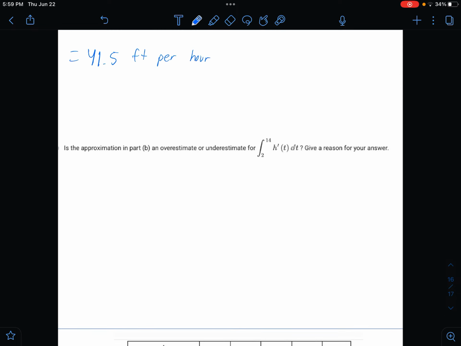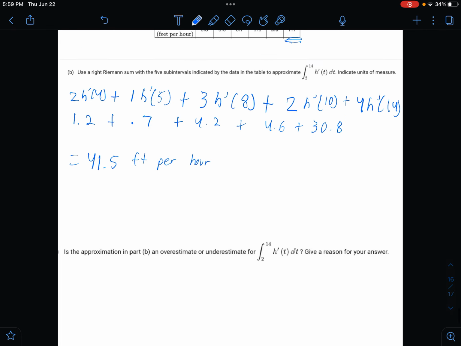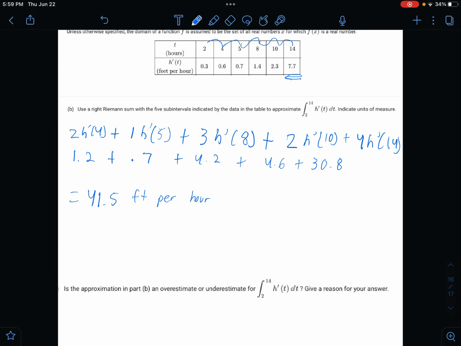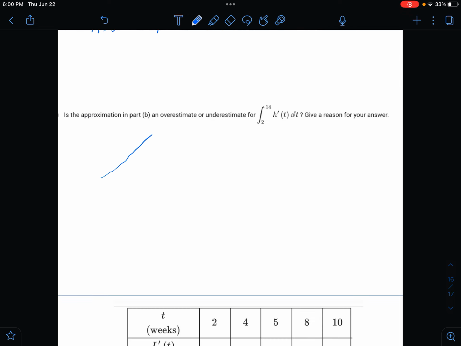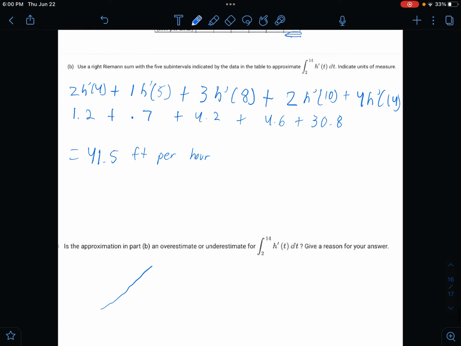Is the approximation in part B an overestimate or underestimate for the integral from 2 to 14 of h prime of t dt? Let's look at the table for a second. Is it increasing over time or is it decreasing? If we look at the values, every time we go up in hours, the h prime of t value goes up with it. So that's an increasing slope, because the more hours go by, the more feet per hour you get. So it's going like this, right? Increasing.